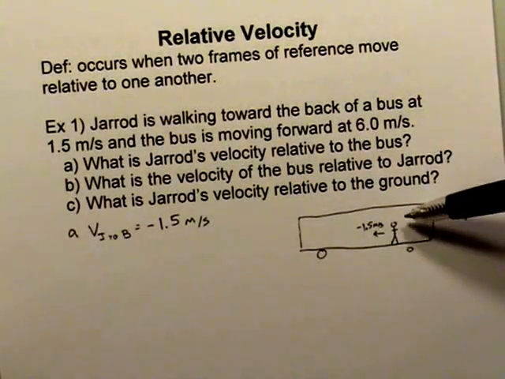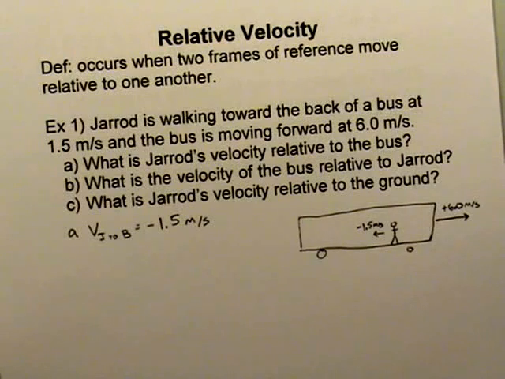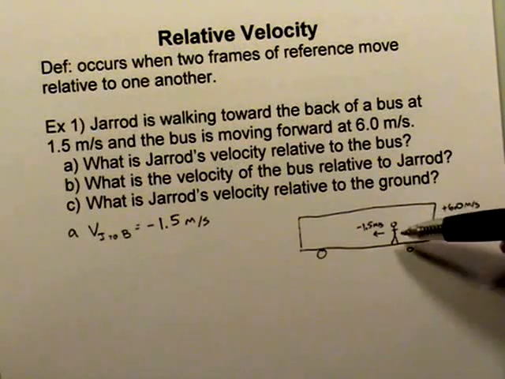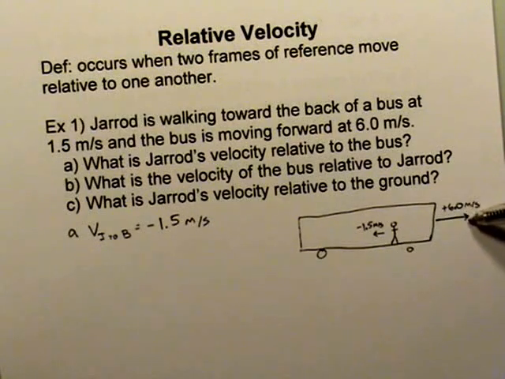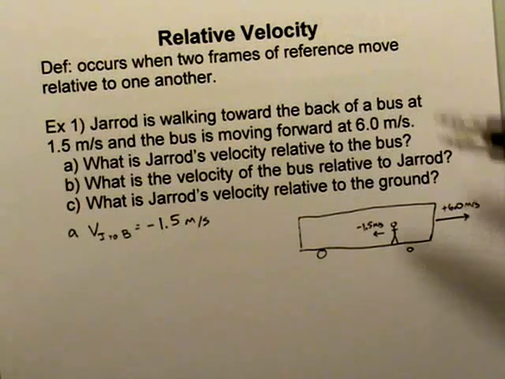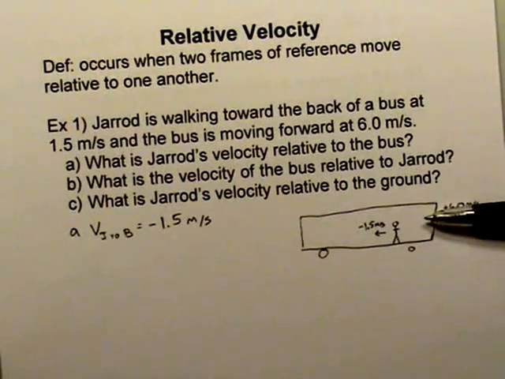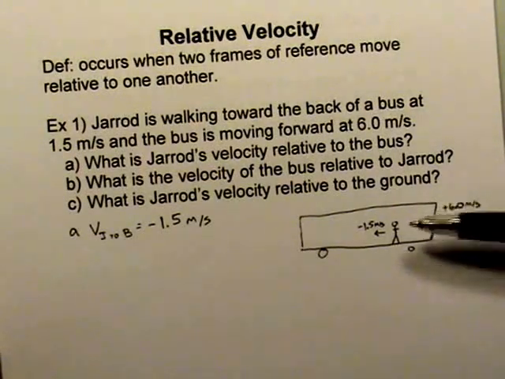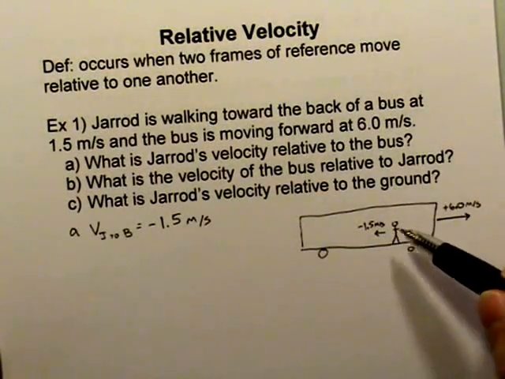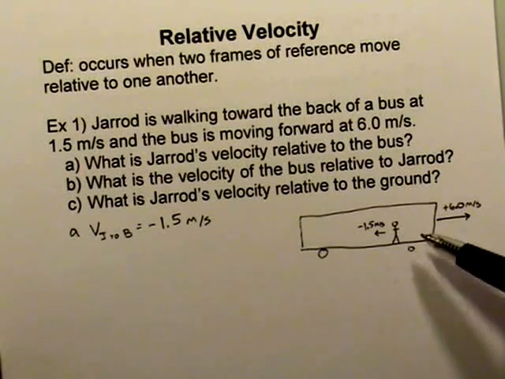You can see that Jared's walking backwards in the bus. But here's the thing that's a little more complicated. What about the velocity of the bus relative to Jared? Again, both the bus and Jared have this 6 meter per second velocity, so that velocity is really not relevant and we don't need to consider it. In this case, we want to know how fast is the bus moving relative to him rather than him to the bus. It's kind of a weird thing.